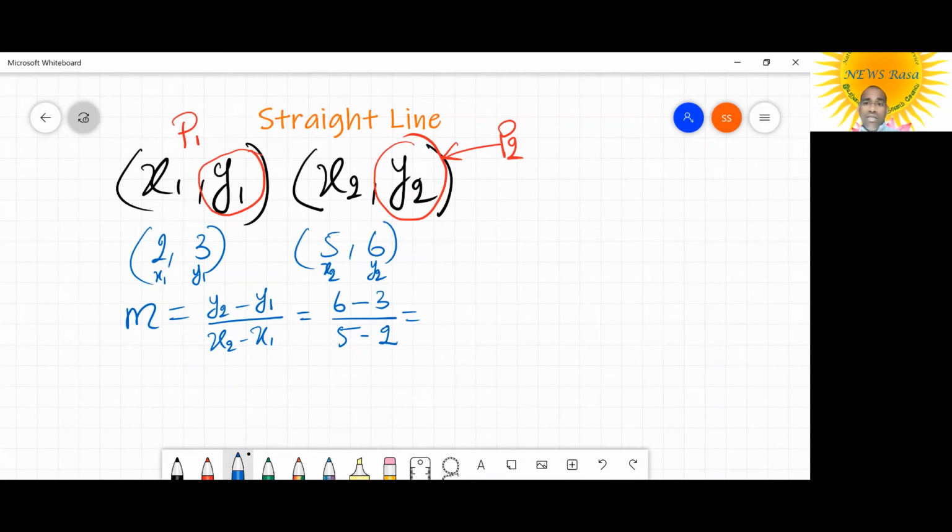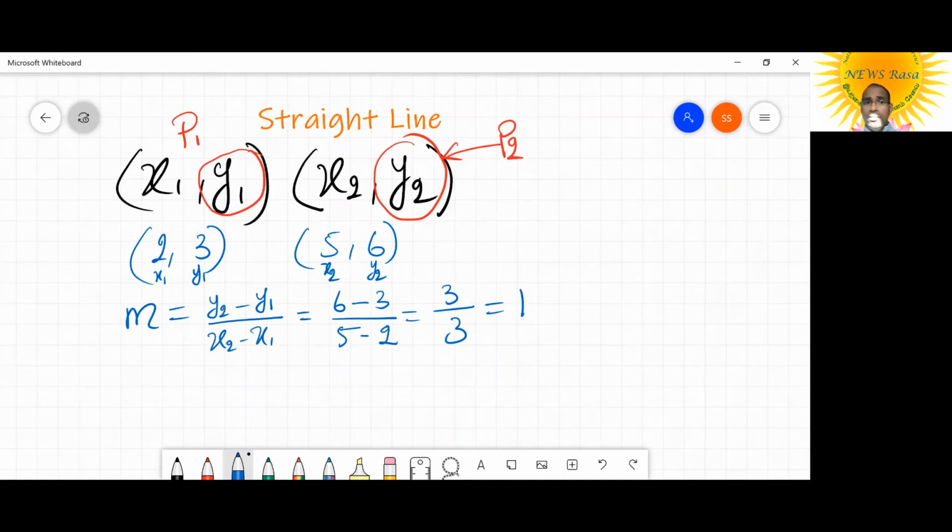So you simply do the substitution. This is at the GCSE level, but you might have already learned about substitution. What I'm doing is just substituting the values for y2, y1, x2, x1. So what is 6 minus 3? Yes, you know it. It's 3. And 5 minus 2 is 3. So your gradient of the line going through these 2 points is equal to 1.